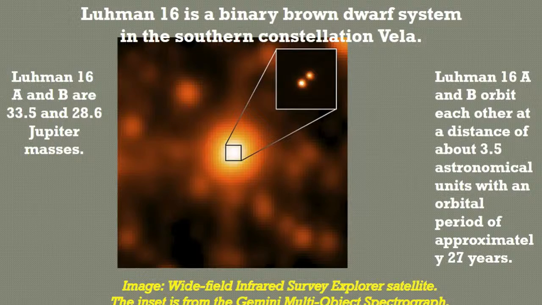Too far to go. We'll never go there. But this is from the Wide-field Infrared Survey Explorer satellite. And then you get the Gemini Multi-Object Spectrograph giving you the inset up there. So these are infrared pictures, and kind of nice. They're just up there glowing because of the heat of the gravitational compression. Okay. And that's all we have.